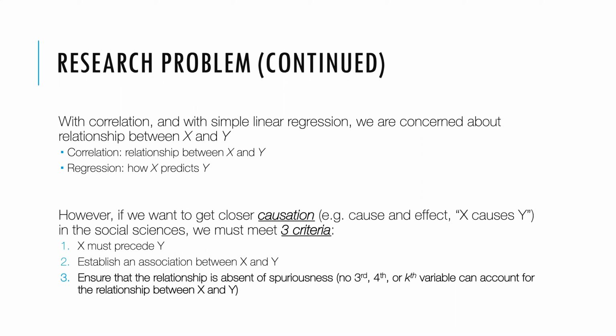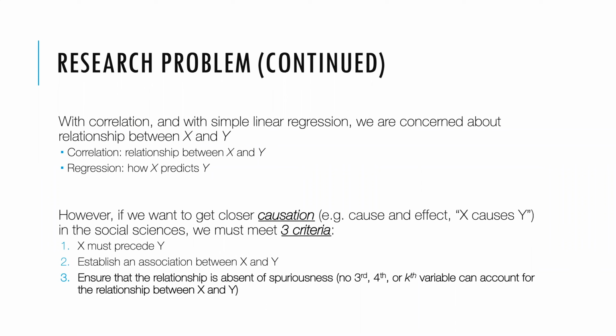We control for things. This third criterion is we need to ensure that this relationship is absent of spuriousness, meaning that we also must investigate whether or not x and y still have a relationship in the presence of other x variables, that the relationship between x and y can't be accounted for by other x variables. So I gave the example many weeks ago about the relationship between an x variable, shoe size, and a y variable, reading comprehension. And researchers found that there was a strong association between shoe size and reading comprehension.